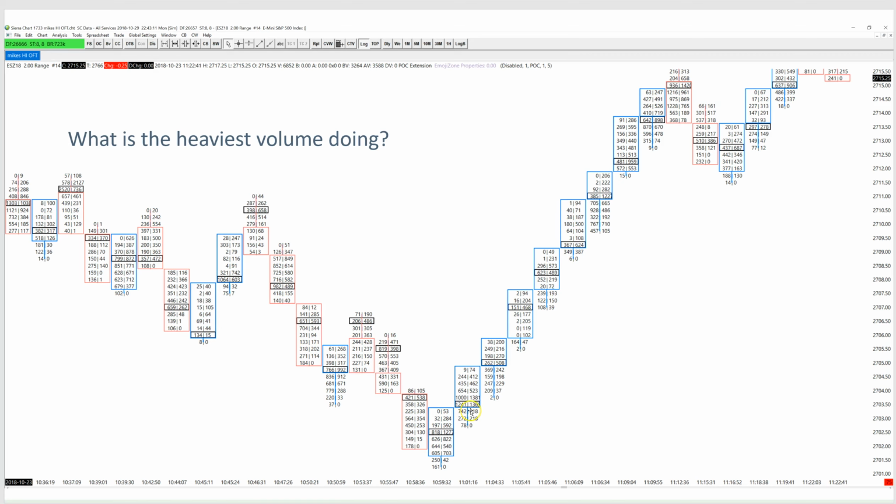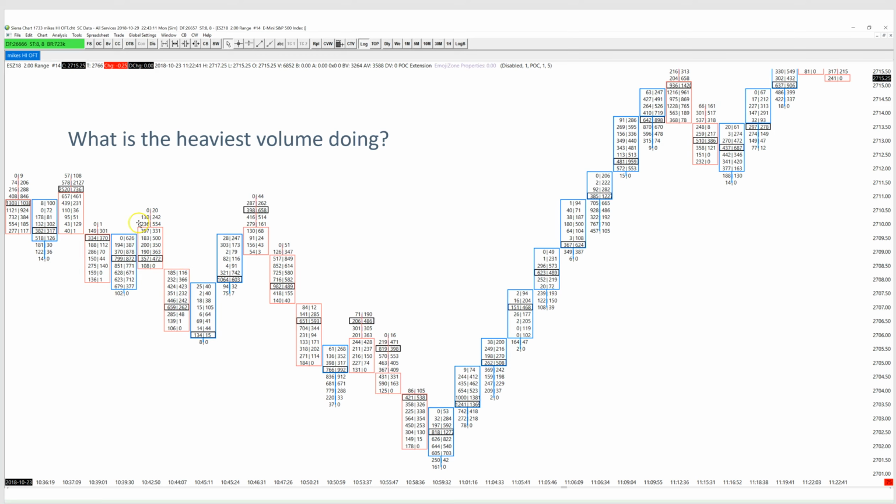But what you're looking for is up bars with point of controls higher. If you're getting up bars with point of controls just sort of hanging around each other, that's not a good sign of a healthy moving market. That's a sign of a market going sideways.